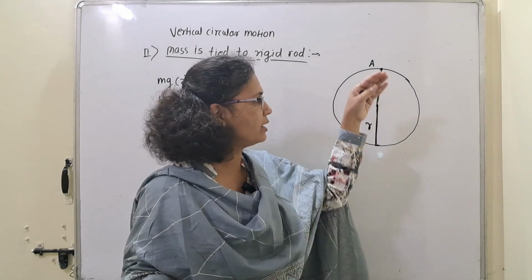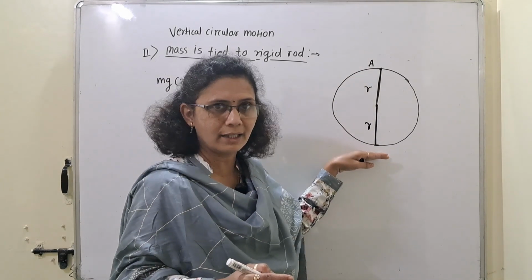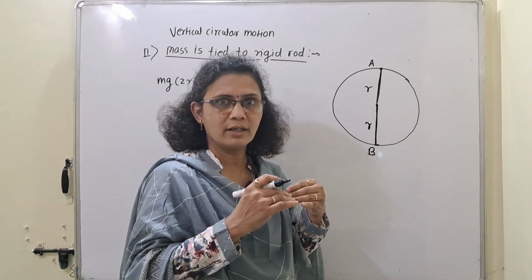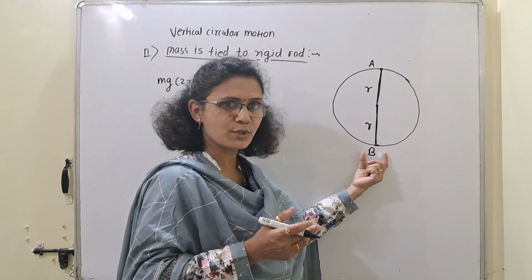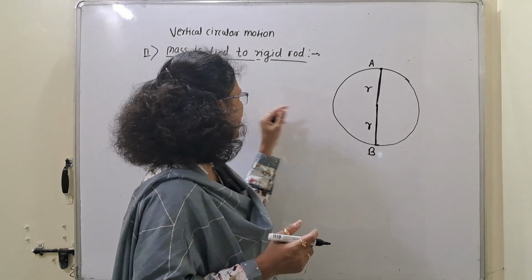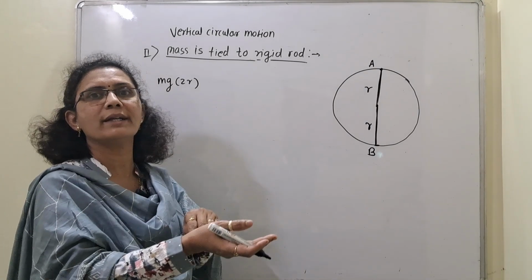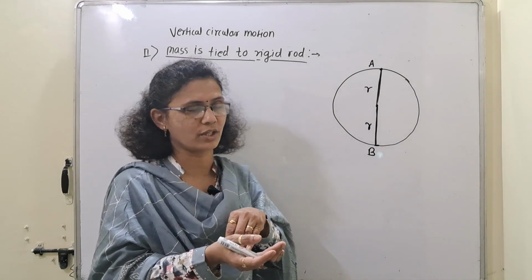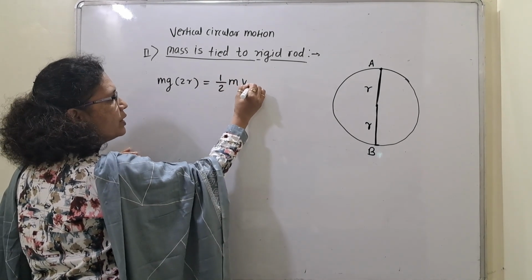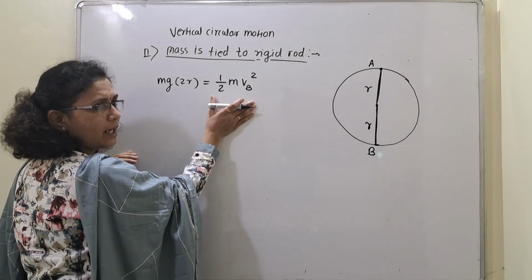And during the motion, when it comes to the bottom position, the whole potential energy gets converted into kinetic energy at position B, the bottommost position. No potential energy will be there at position B because the reference point height becomes zero. Therefore, the total potential energy, mg2r, will get converted into kinetic energy by the law of conservation of energy. Therefore, mg into 2r equals 1/2 mvb square. All this potential energy will get converted into kinetic energy.